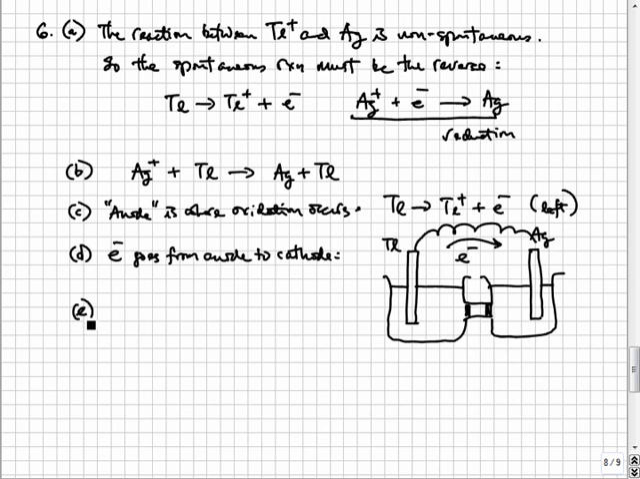E. The overall cell potential is the reduction potential of Ag+ minus the reduction potential of Tl+. You can look up the reduction potential of Ag+ from the table. Just solve for the reduction potential of Tl+ using the known overall cell potential.